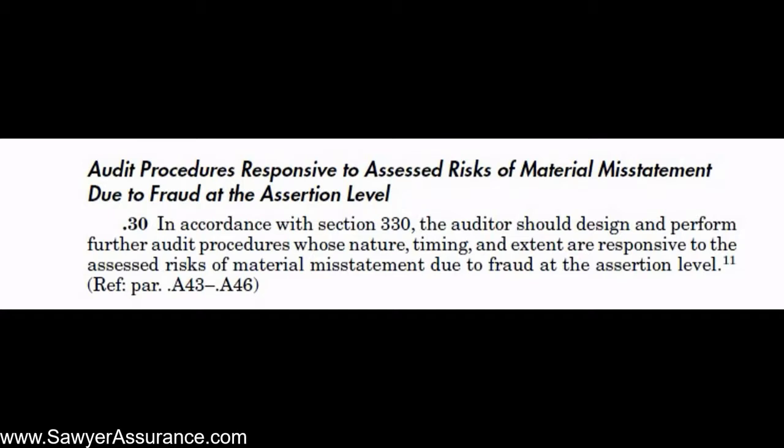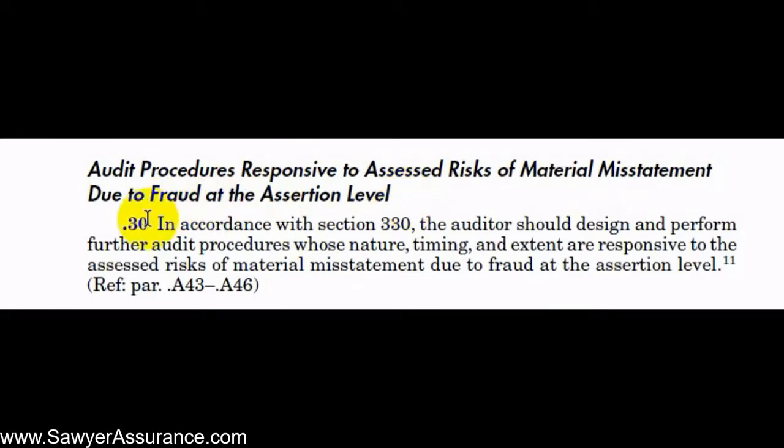And in the last video, we looked at fraud at the financial statement level. And for this one, we will look at the assertion level for our risk of material misstatement due to fraud. And the assertion level would be at the level of individual accounts or asset classes or disclosures, as opposed to being at the overall financial statement level. So now we're in the trees of the risk assessment, rather than looking at the forest.